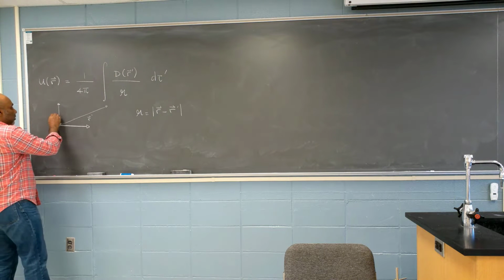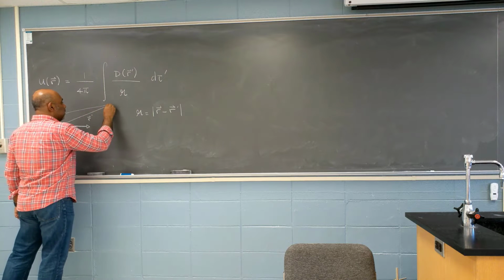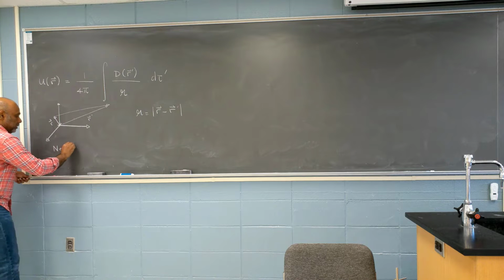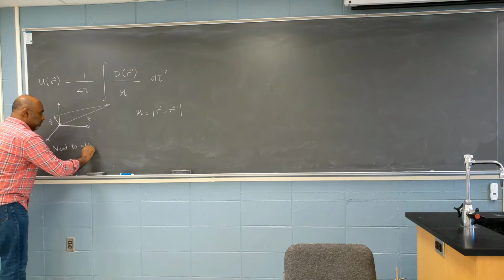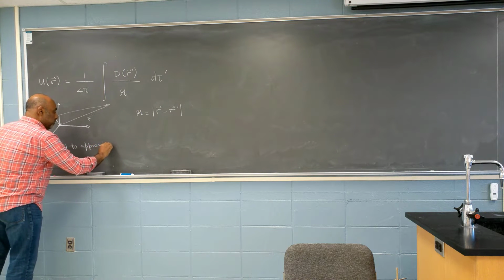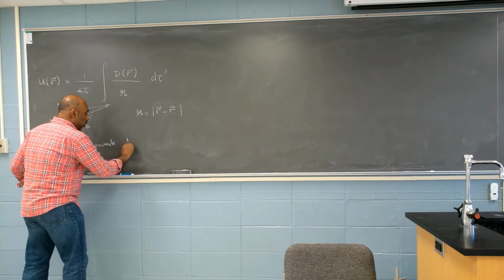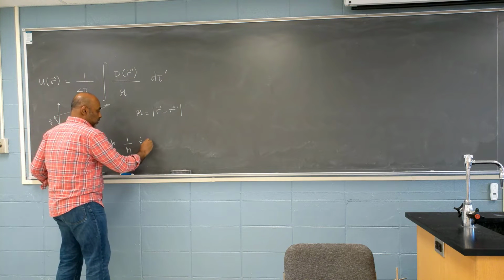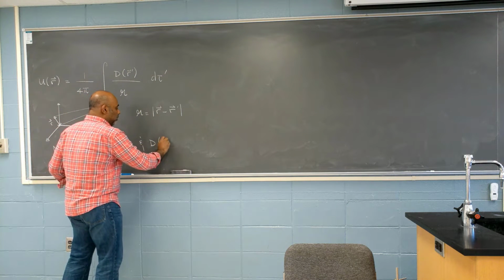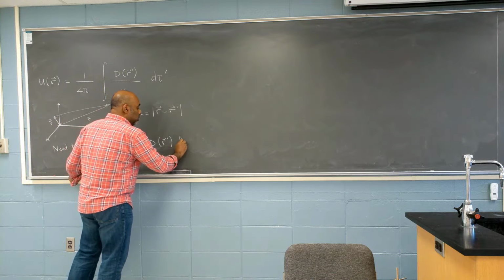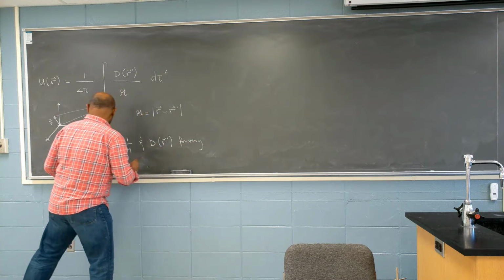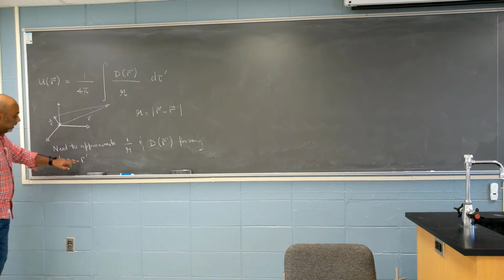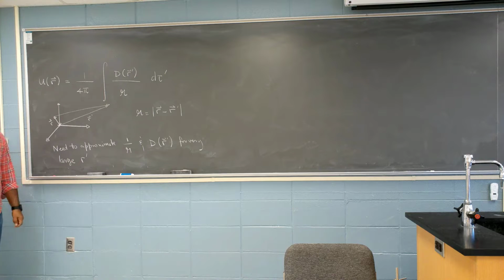And I want to approximate one over the displacement vector and d of r prime for very large r prime. Now when I write just r, I mean the magnitude.